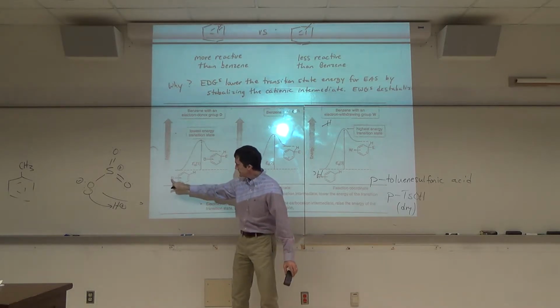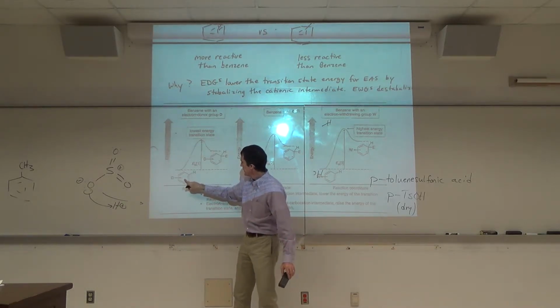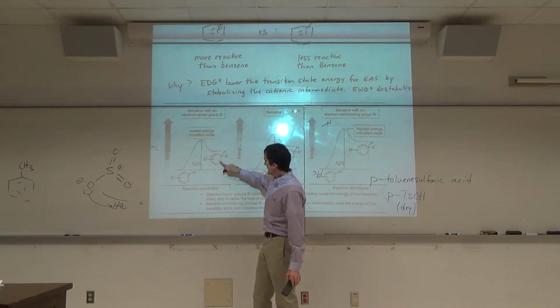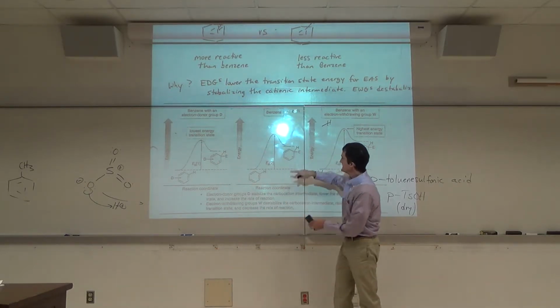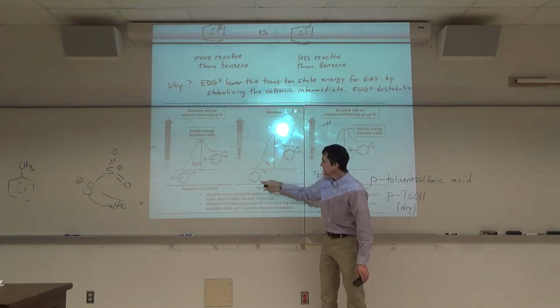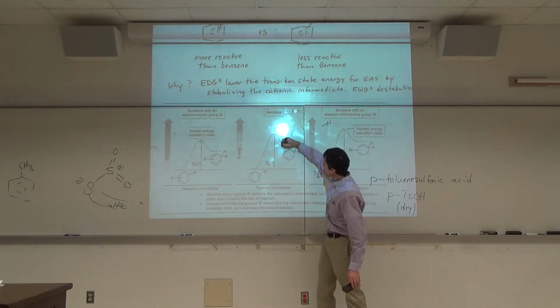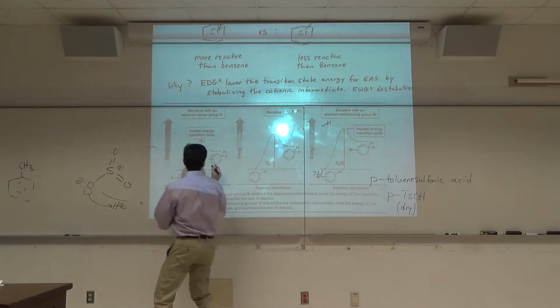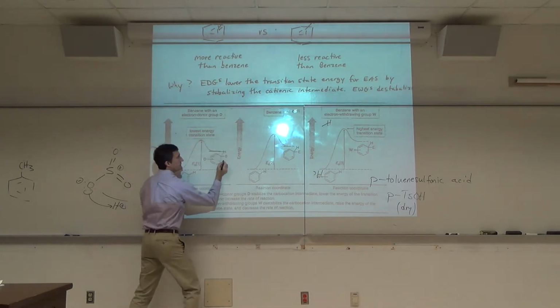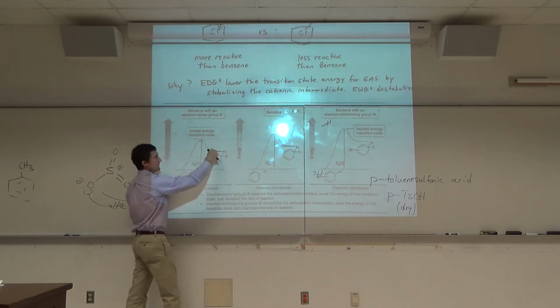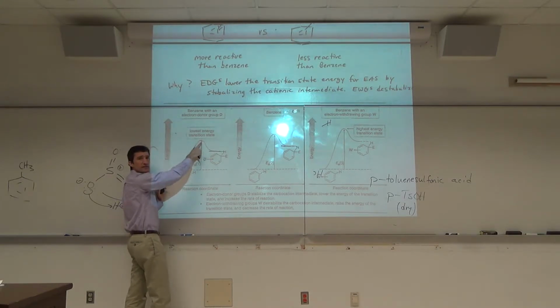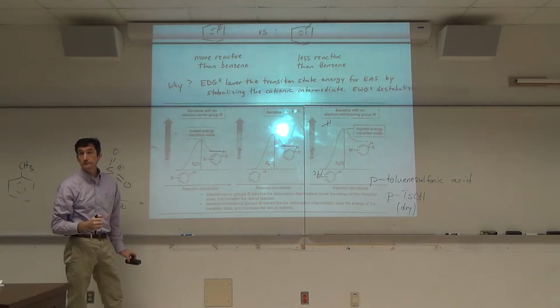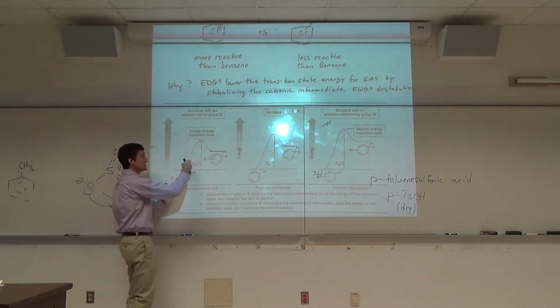Here's a ring that has some type of donating group. Here's your cation. Because it's donating, this is going to be more stable. Here's benzene, with nothing on it, so it's at a certain level. Donation is going to lower this down, so it's a little bit lower than that. Because this is lower, typically your transition state energy leading to it is going to be lower. That's usually the assumption we make.